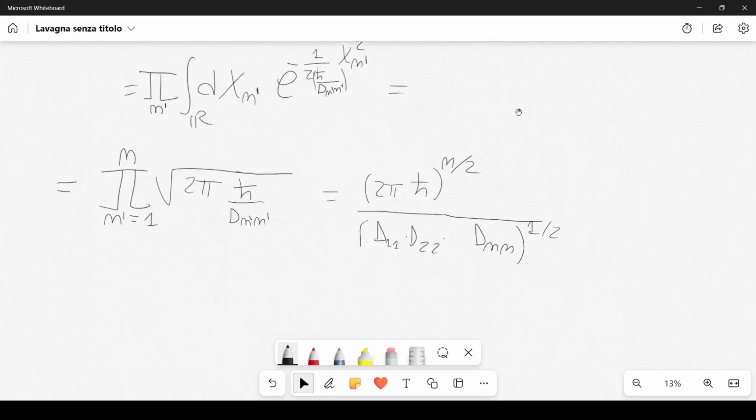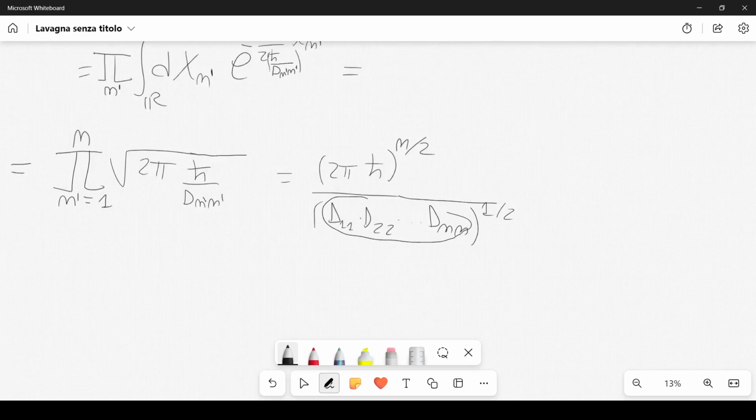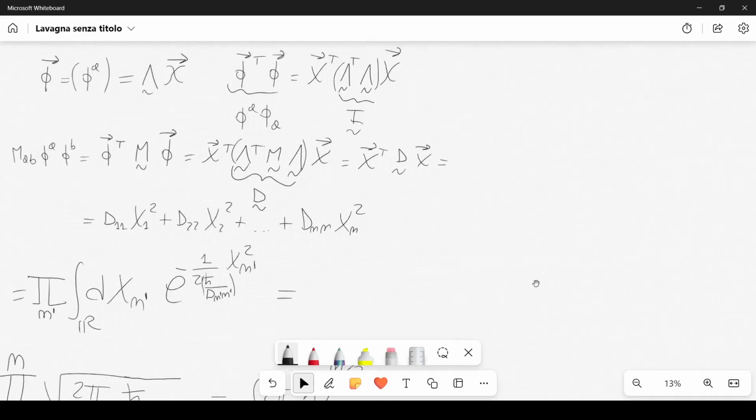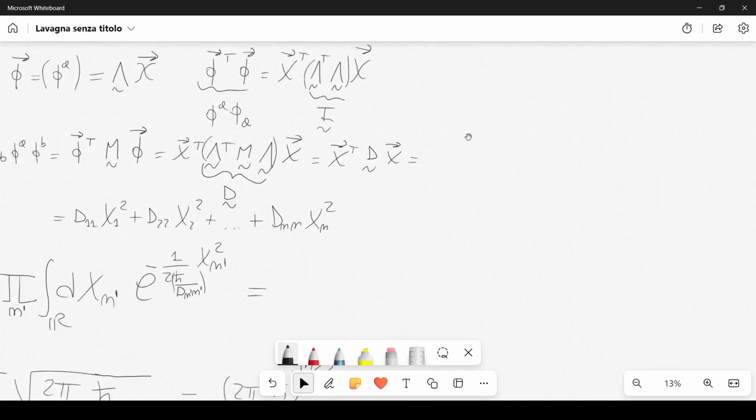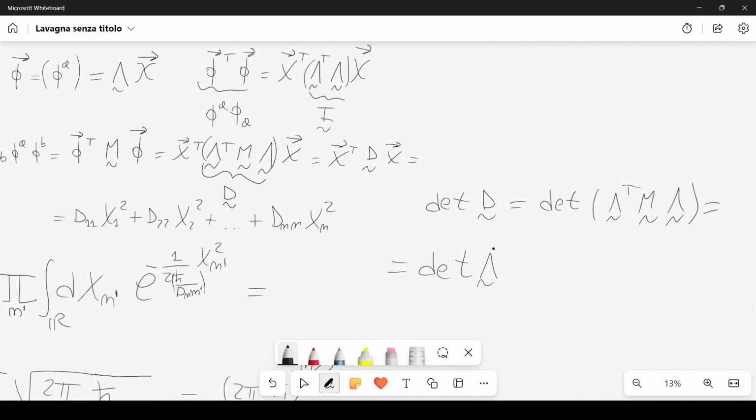But now this product is simply the determinant of the matrix D. But the determinant of D is equal to the determinant of M because of this quantity here. So the determinant of D is equal to the determinant of lambda transpose M lambda. But now, due to the properties of determinants, this is the determinant of lambda transpose, which is the determinant of just lambda. Then you have the determinant of M, and you get another factor of determinant of lambda from here, but you will have determinant of lambda squared.